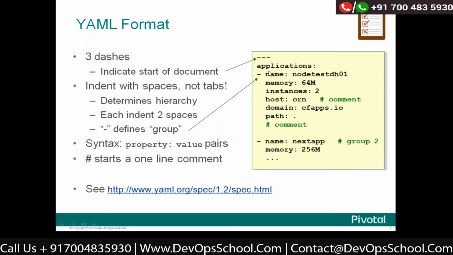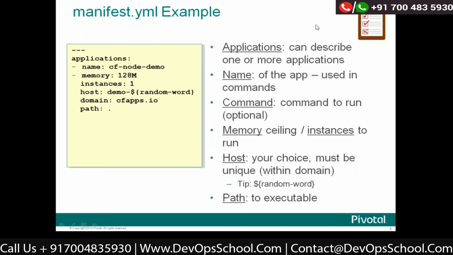Applications is a group. Application is a key, and in which we can describe more than one application. So here there are 2 applications described. First one name is node test. The second one name is next app, right? You can give all this, and whatever is starting with hash is a comment. So applications can describe more than one application. Okay, here this dash is by mistake.